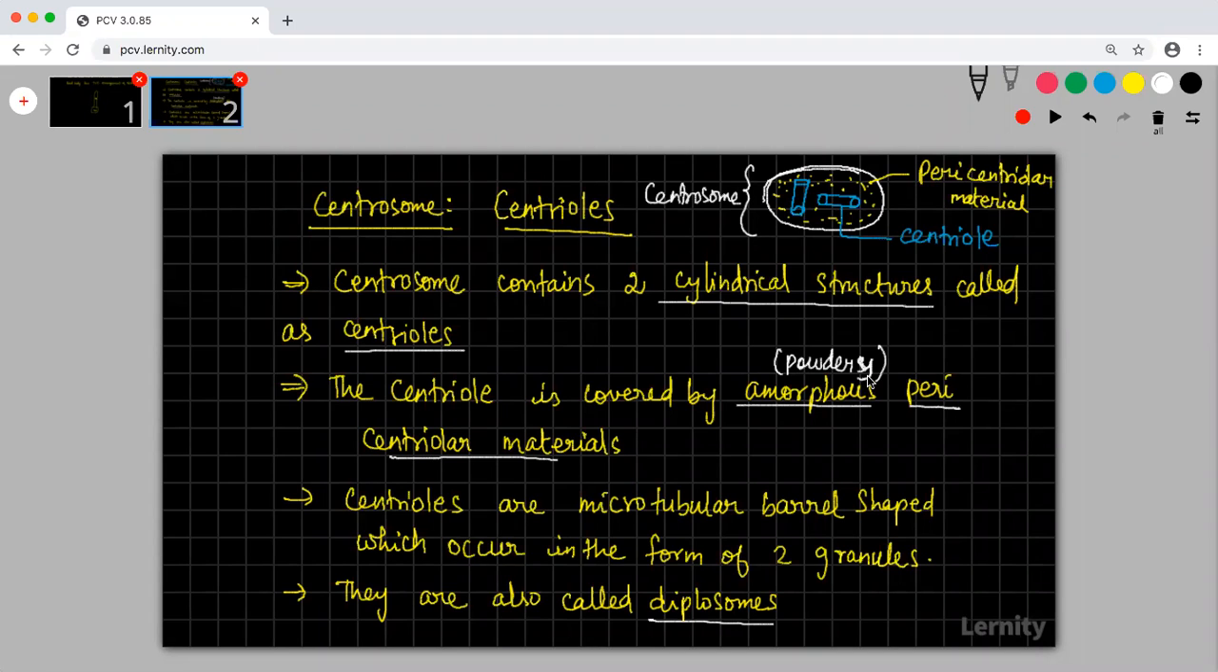The next thing you need to understand is centrioles are microtubular, barrel shaped. You are able to see that this is barrel shaped, which occurs in the form of two granules. It is very submicroscopic. Inside a microscope, a centrosome will appear only like a small granule. And since they are two in number, we call them diplosomes.